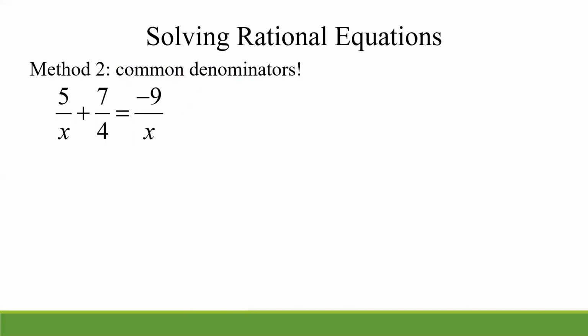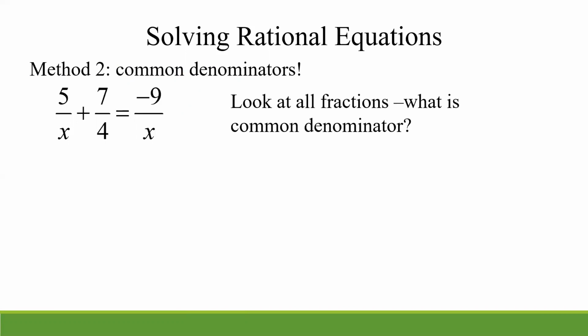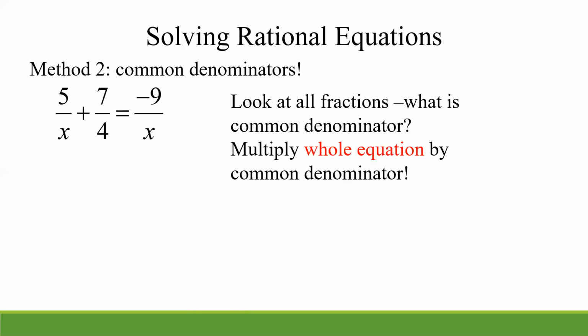So the method I'm going to talk about here is to look at all the fractions. We're not even combining anything. Just look at every one. So I've got 5/x, 7/4, and -9/x. And you ask yourself, what would the common denominator be of all of them? Put that in your head real fast. And then we're going to multiply the whole equation by that common denominator, and then solve it out from there, okay?